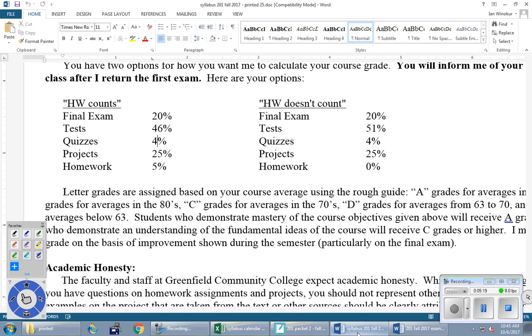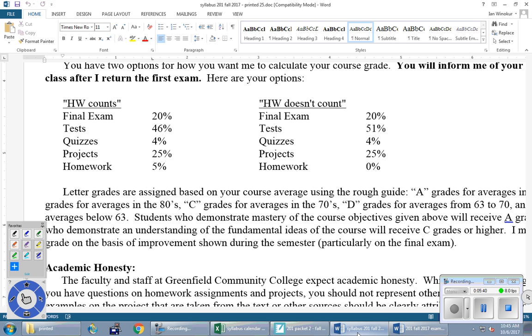If you look at the bottom row, you see that on the one hand, homework can be 5% of your overall course grade, or homework can be 0% of your overall course grade. If you choose the 0, that 5% goes into the tests. So you can see the only other change here is the test could be 46% or 51%. So you need to make this decision and tell me next class.